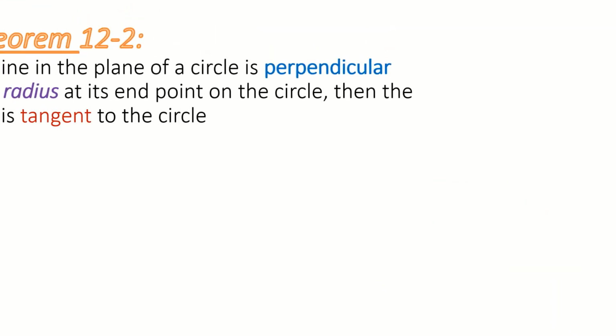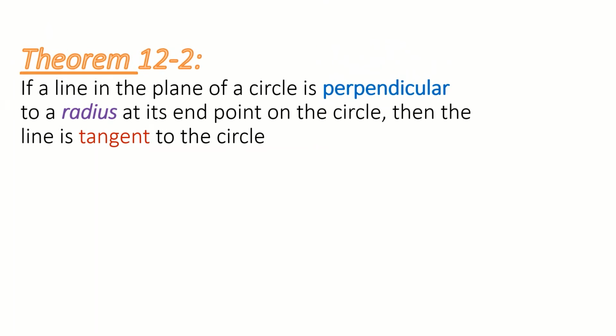Theorem 12.2 says that if a line in the plane of a circle is perpendicular to a radius at its endpoint on the circle, then the line is tangent to the circle. If a line in the plane of a circle is perpendicular to a radius at its endpoint on the circle, then the line is tangent to the circle itself.